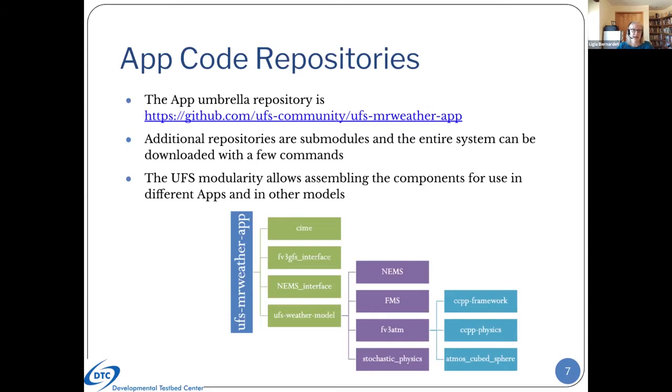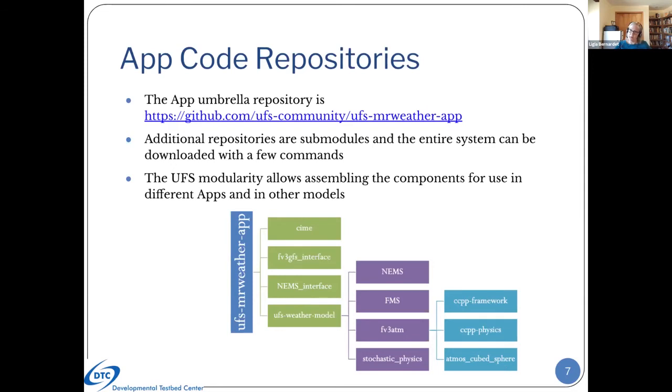So looking at that diagram, starting from the left side, we see that blue box that says UFS medium range weather app. So that's the entry point. And under that code repository, there are four submodules. Those are the green boxes, right? So SEAM, which is the workflow. Then there's these two interfaces, FE3 GFS and NAMS, which are interfaces between the SEAM workflow and elements of this particular application. And the fourth green box is the UFS weather model.